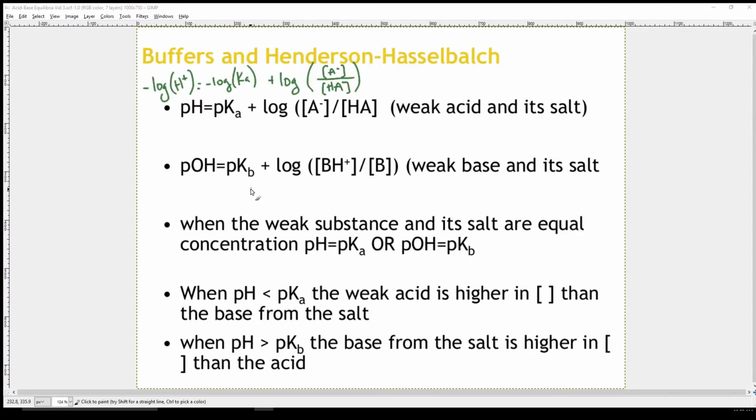This also works in the other direction. The pOH is equal to the pKb plus the log of the concentration of the weak base and its salt. So here's our weak base, and here is what the salt provides.